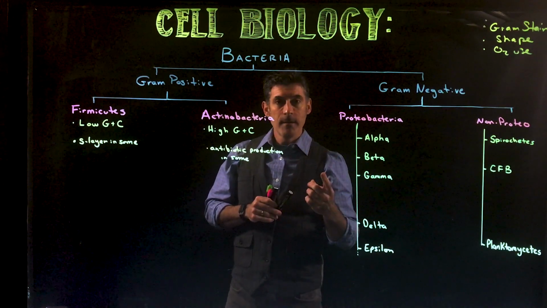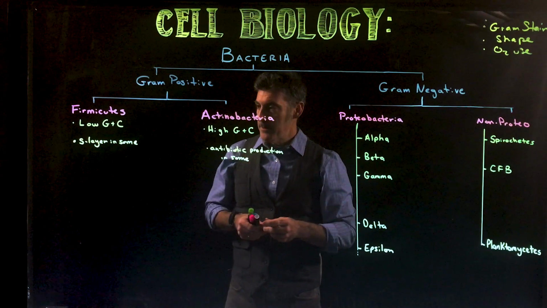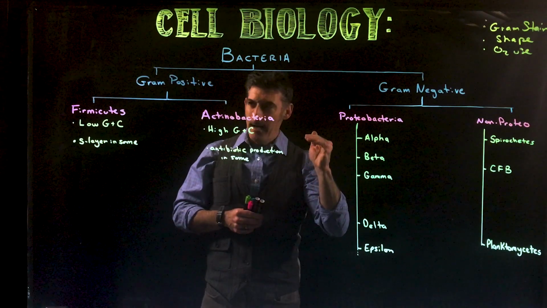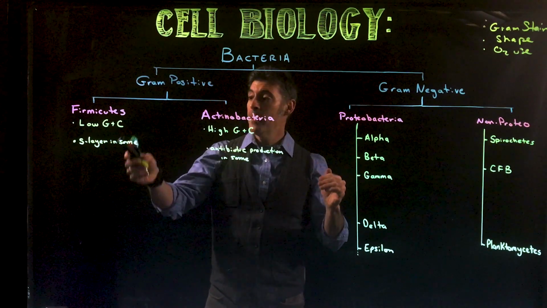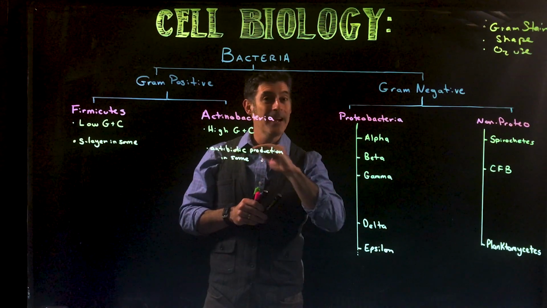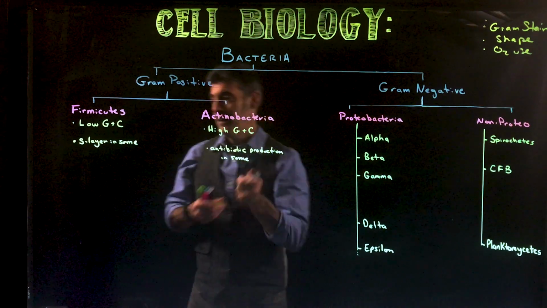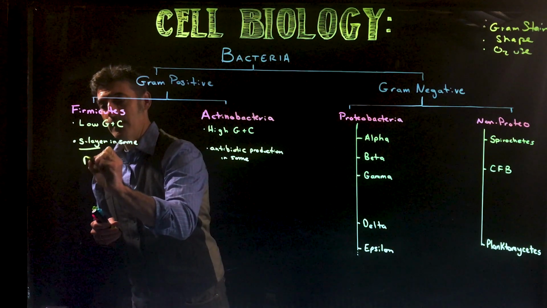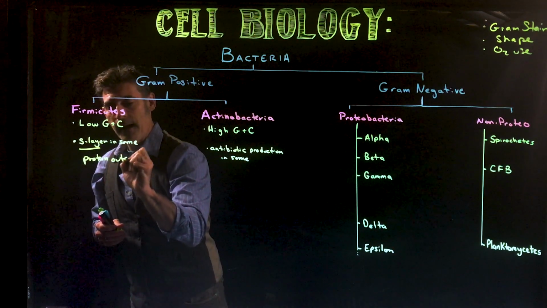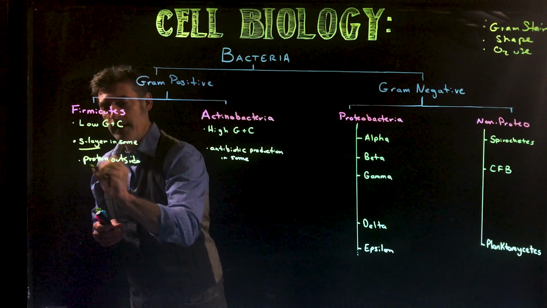One unique thing about this group, or maybe two unique things about this group. One I have already written up here, is that outside the gram-positive cell wall, in some of them, is something called an S layer. Okay, so this is an extra layer of protein. So this S layer is an extra layer of protein that is outside the peptidoglycan.